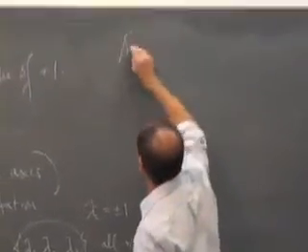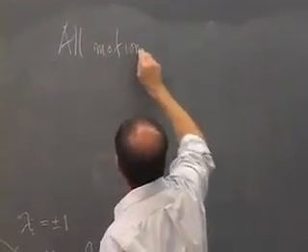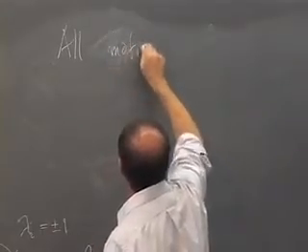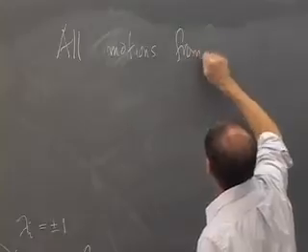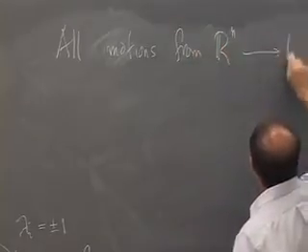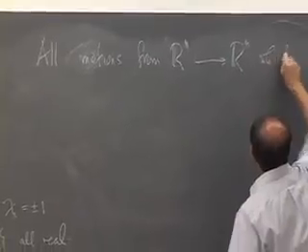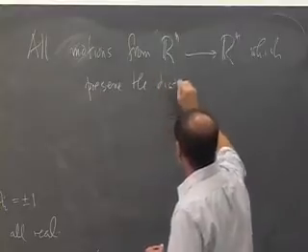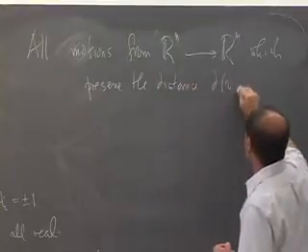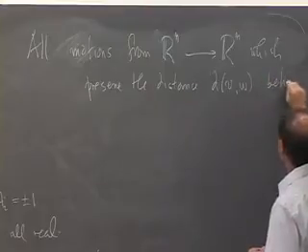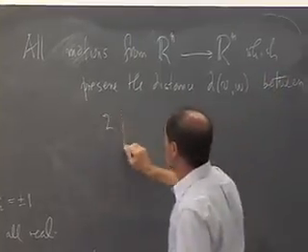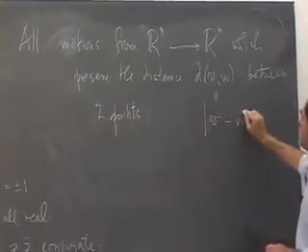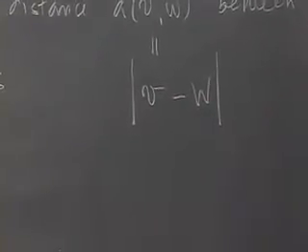So you might study all motions or all transformations, except I don't want to use the word transformation because it sounds like a linear transformation, from Rn to Rn, which preserve the distance d of v, w between 2 points. So d of v, w is by definition the norm of v minus w. You take the difference vector and you take its distance from the origin, right?